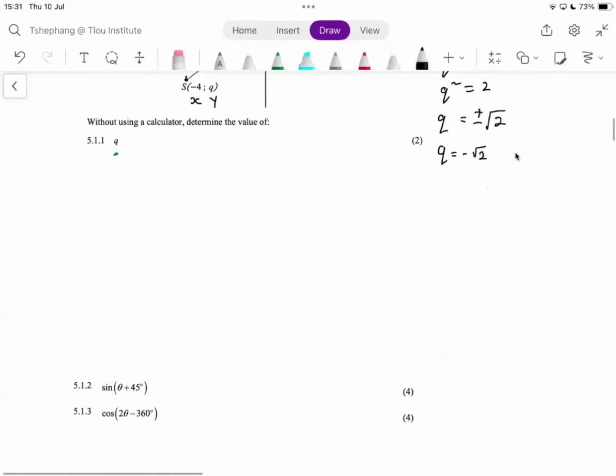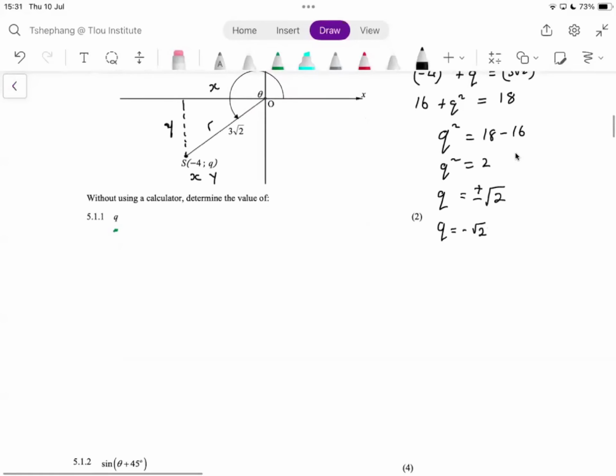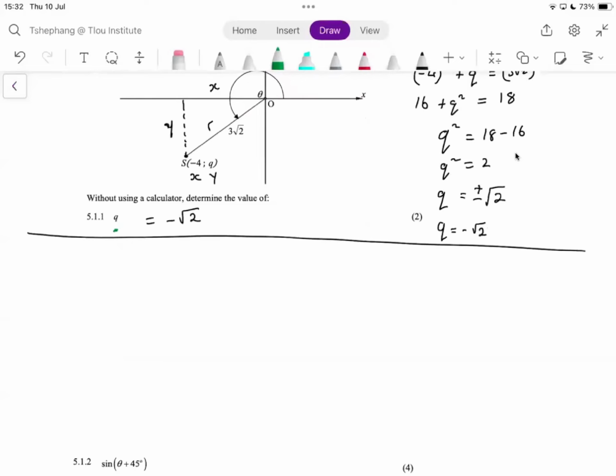Now let's check this one out. Now we need what? Sine of theta plus 45. Let me just write that there so that I don't forget. Now, sine of theta plus 45. Let me just do this. I'll write it on top here.